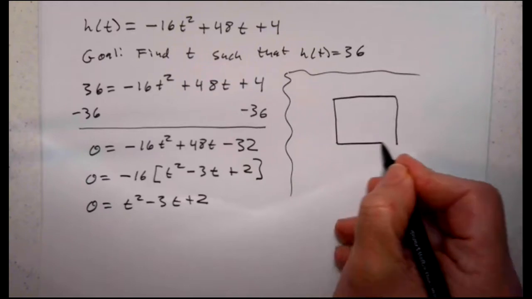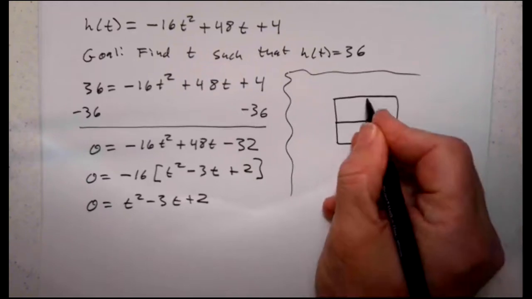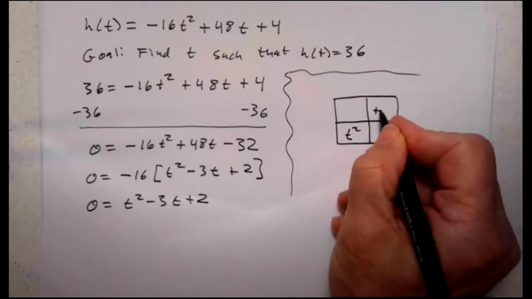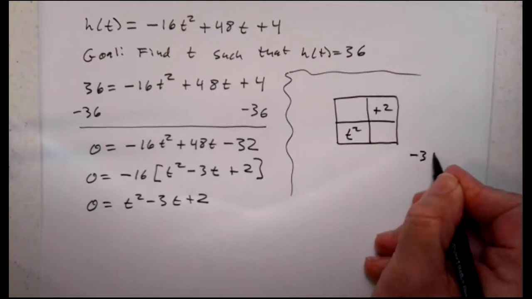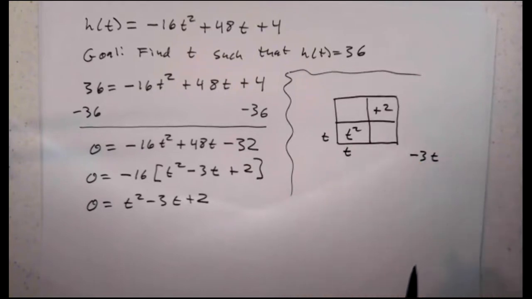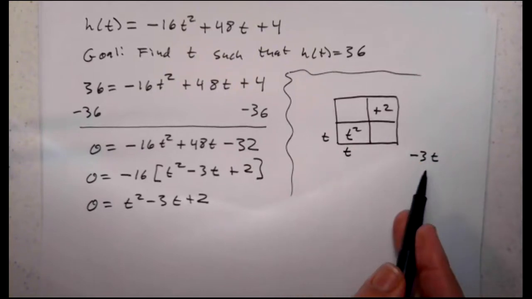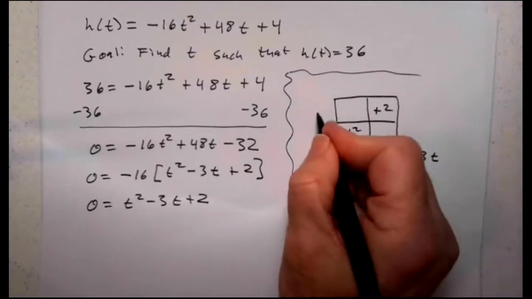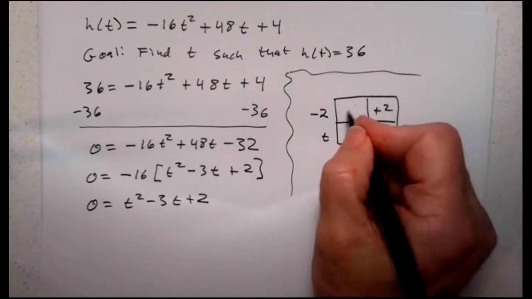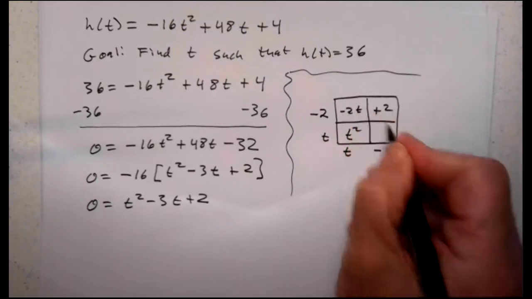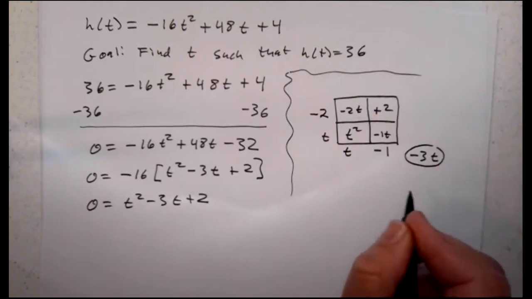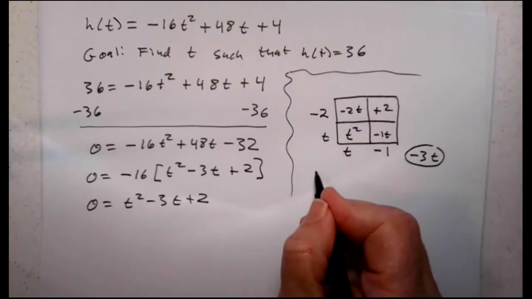So let's do that. T squared is here. Here's plus 2. The middle adds up to minus 3t. T times t is t squared. How do I get 2? Well, positive 2 times positive 1 is not going to give me negative 3t, but negative 2 times negative 1 will. So we get negative 2t and negative 1t adds up to negative 3t. So we've successfully factored it into t minus 2 and t minus 1.